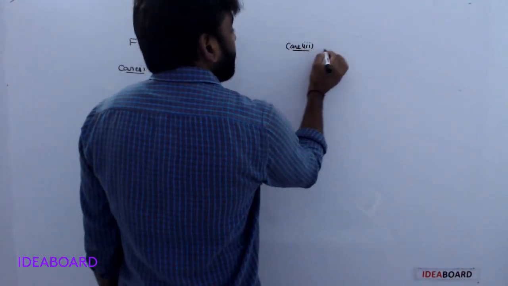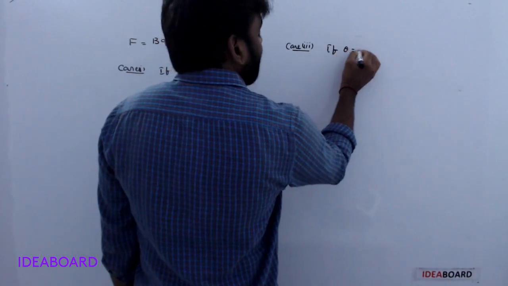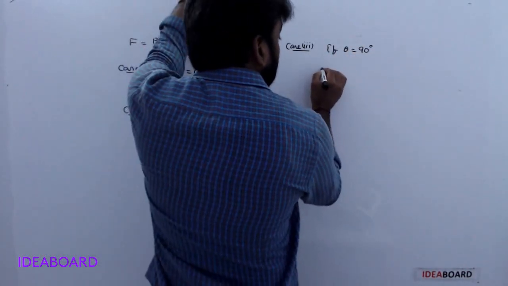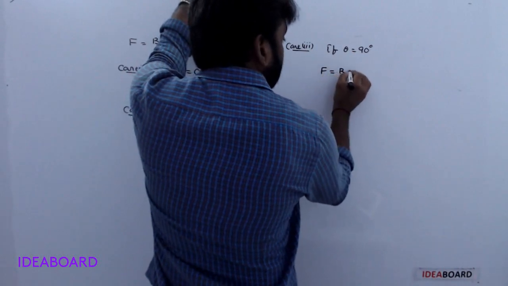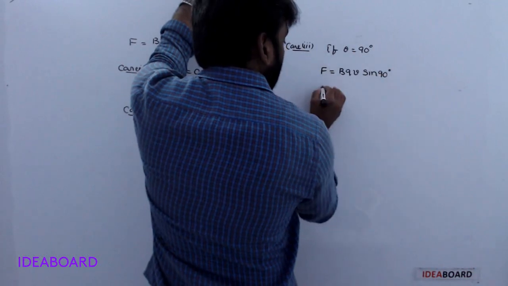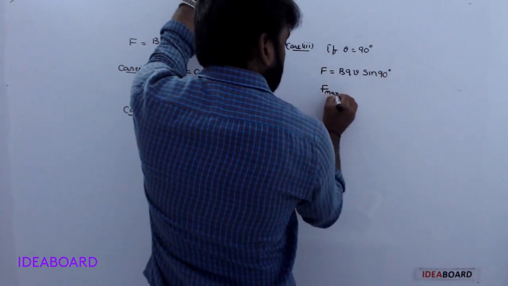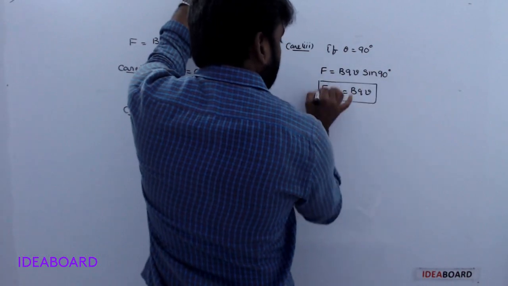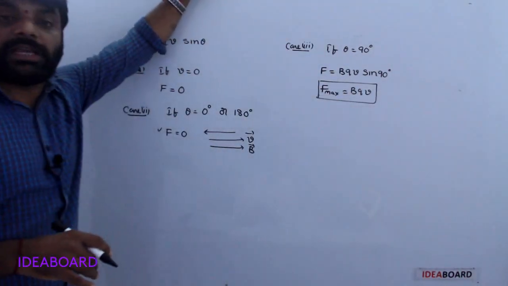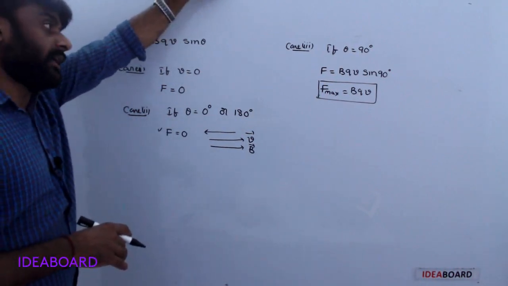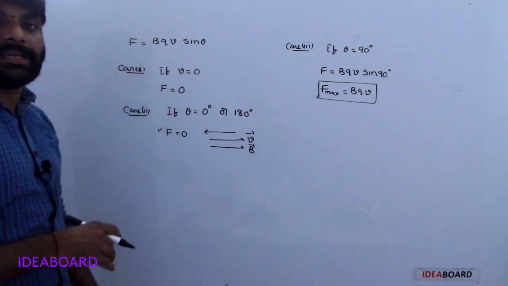Case 3. If theta is equal to 90 degrees, what about the force? BQv sin 90 degrees, sin 90 is 1. So that is the maximum force. F is equal to BQv. The maximum force acting is F max equal to BQv. Understood? These are the cases.